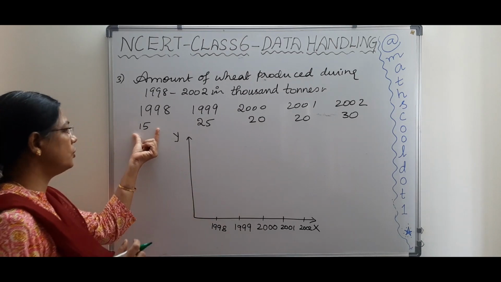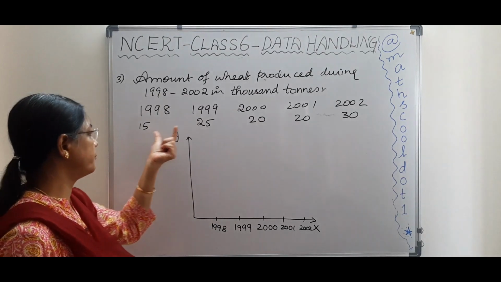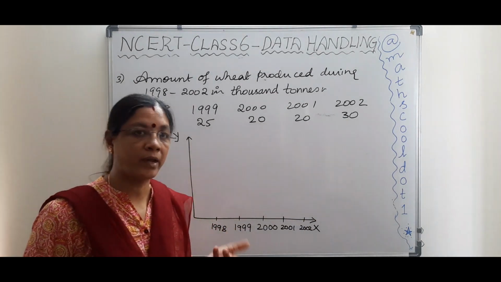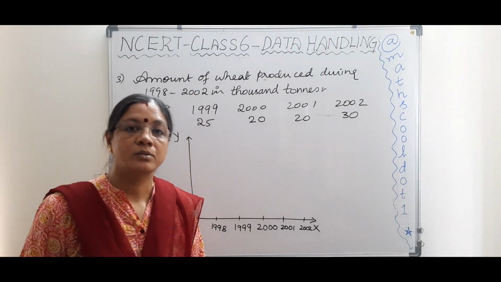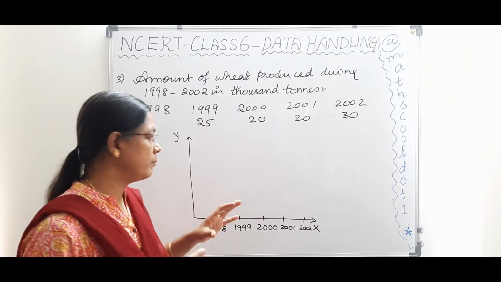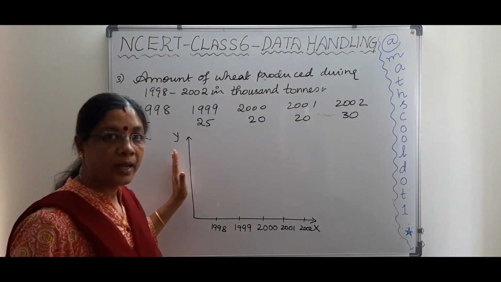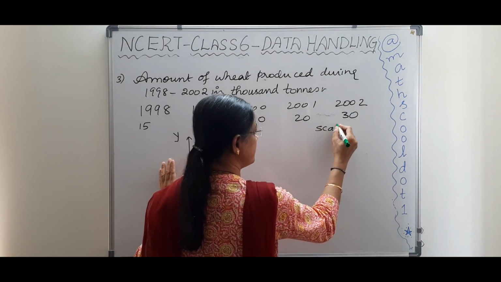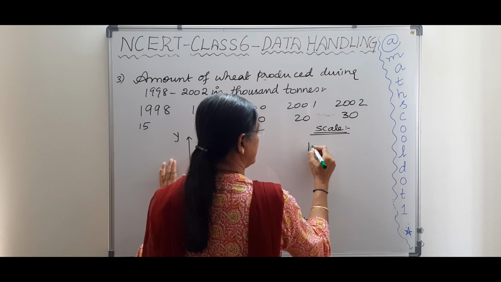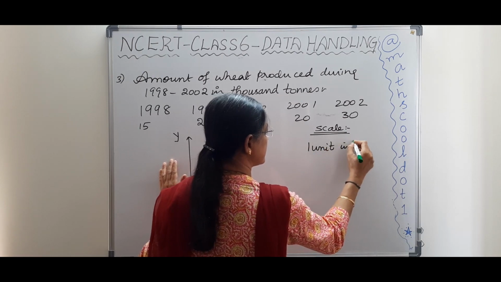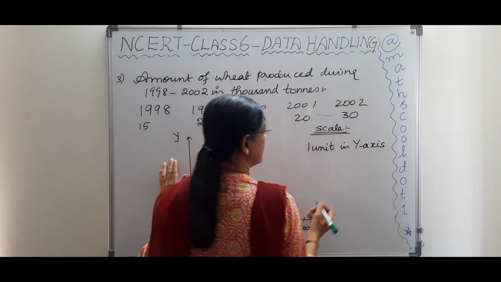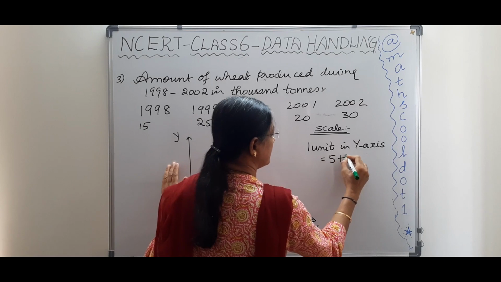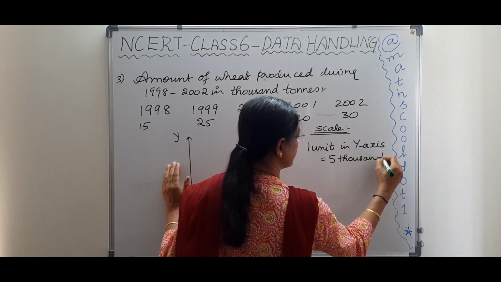They have given you the amount produced in 1000 tons. This is 15, 25, 20, 20, 30. All the numbers are multiples of 5, because we have 25, 15. So we'll be taking the unit in the y-axis. Scale is very, very important in graphs. So you need to say what is 1 unit in the y-axis. Let us take it as 5000 tons.